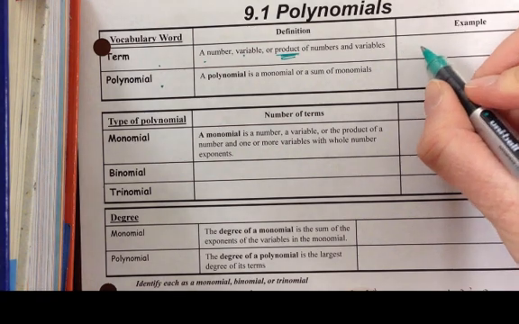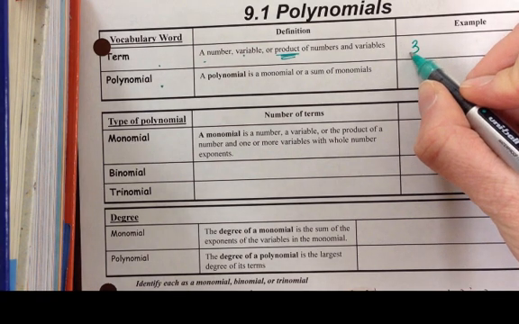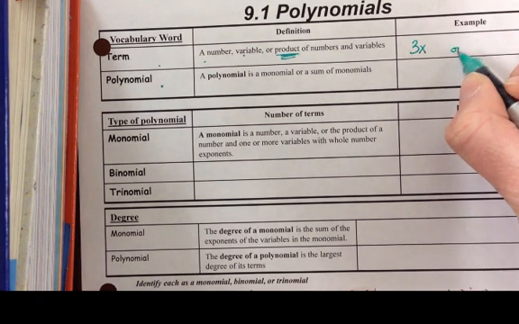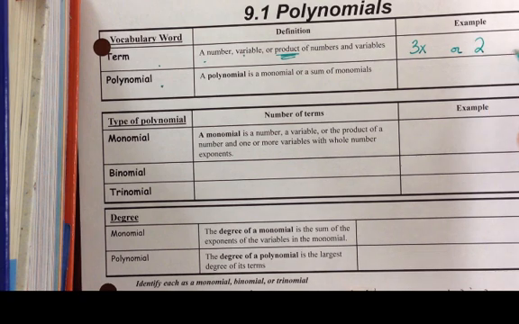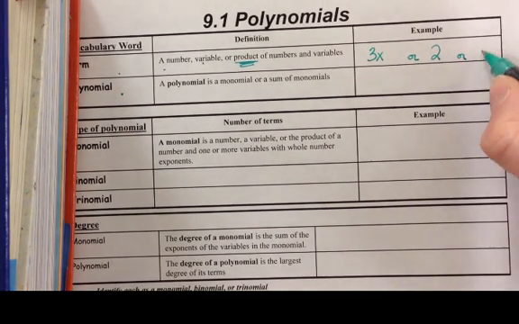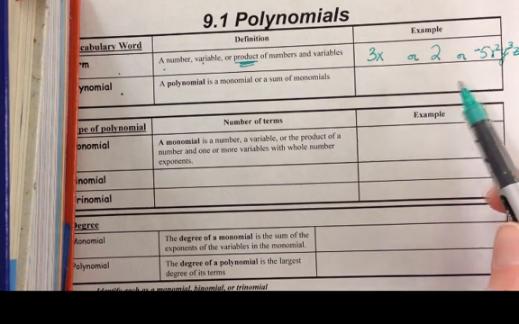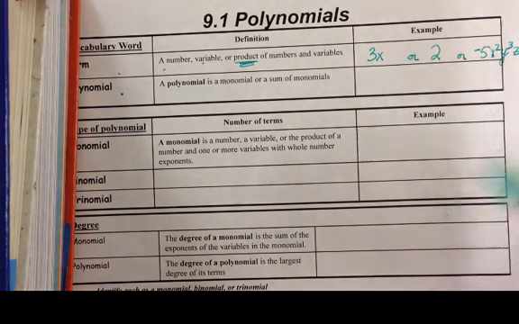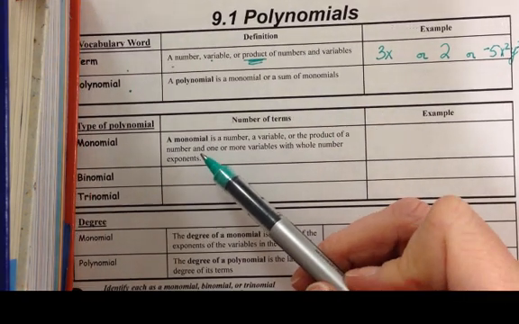So when we look at a term, we're looking at something like 3x or 2 or maybe even, let's put it up here, negative 5x squared y to the third z. Each of these is considered a term because it's a monomial. Oh, look, we're jumping down a section already.